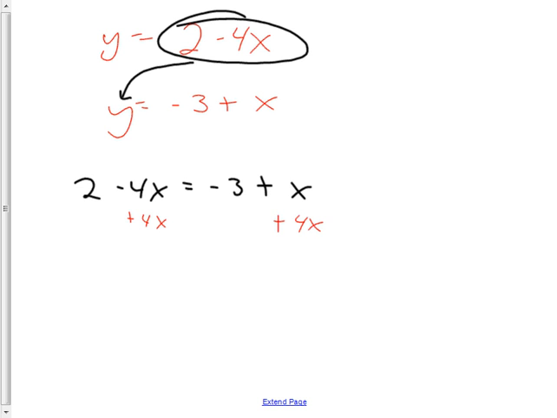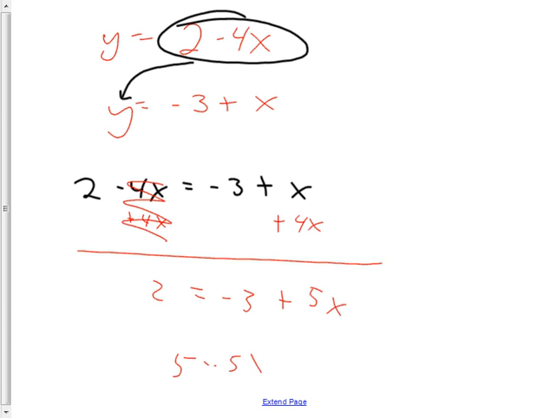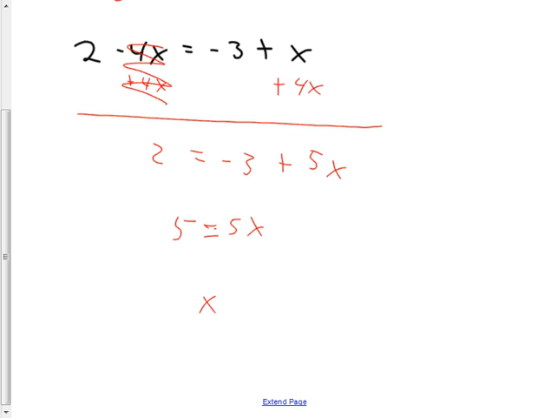Plus 4x. And why did I do it that way? Because if I got rid of this one, I'd have an extra negative in my problem. If you do it the way I suggested, always get rid of the smaller one, you're getting rid of a negative. That guy's gone now. 2 equals negative 3 plus 5x. You'll have one less negative in your problem to deal with. Now I'm adding 3 to both sides, and I have 5 equals 5x. And that means x equals what? Raise your hand if you had that one right.